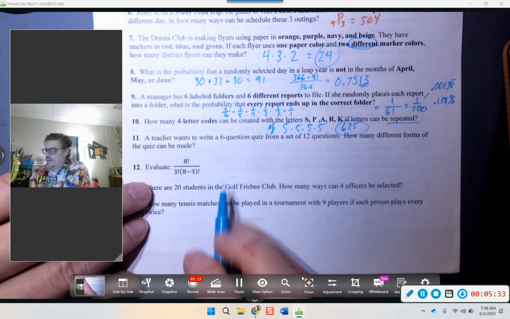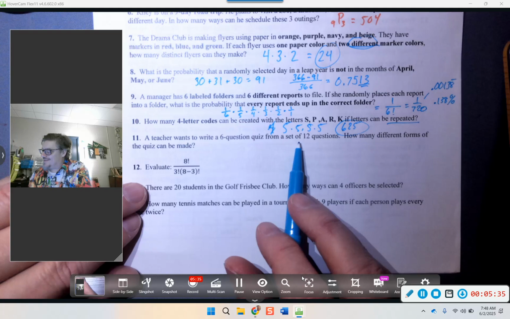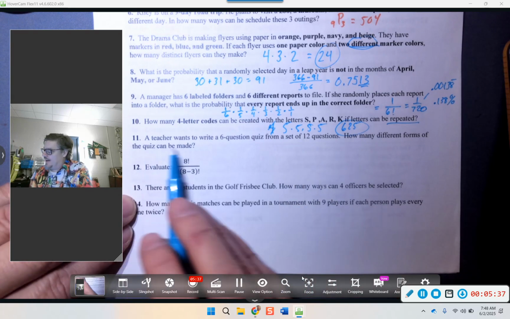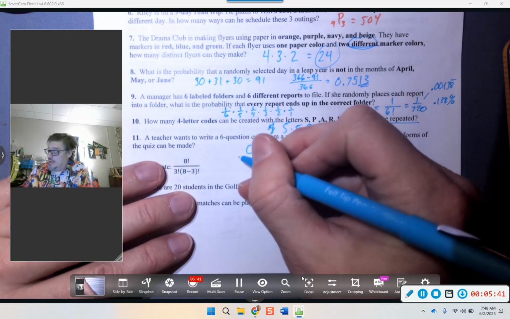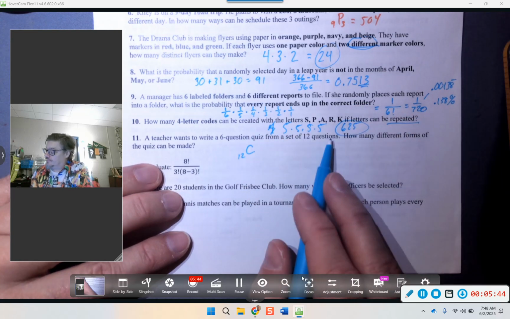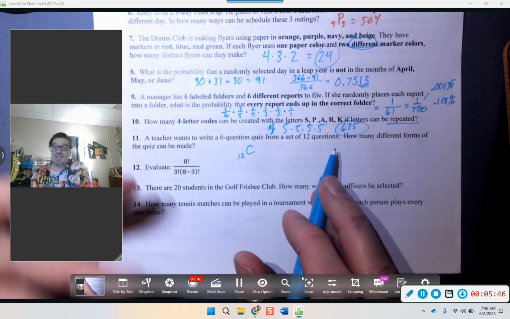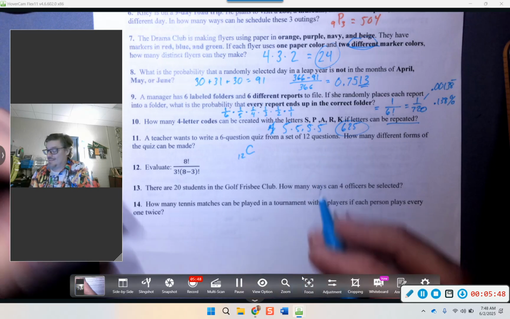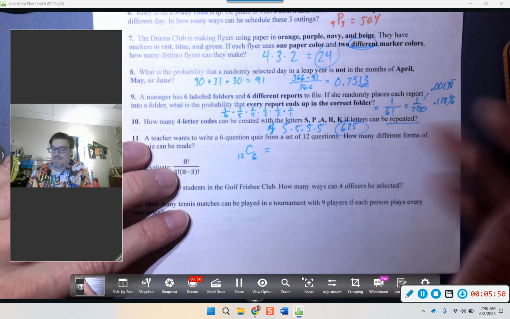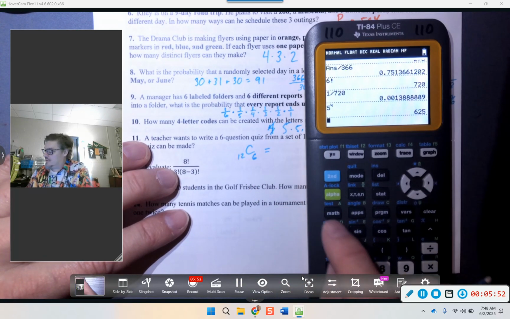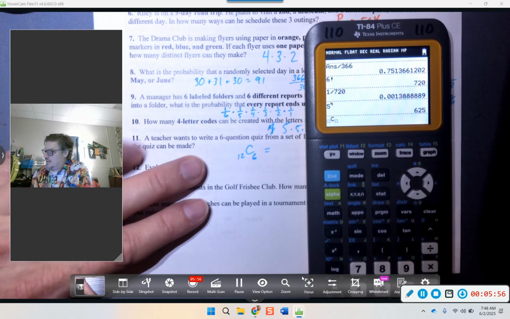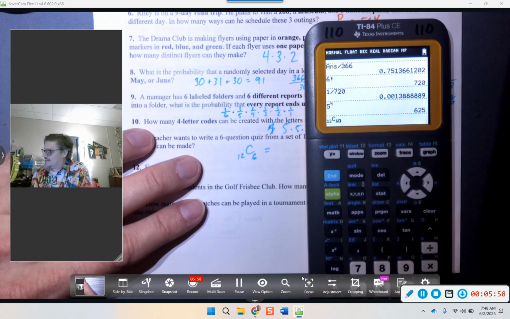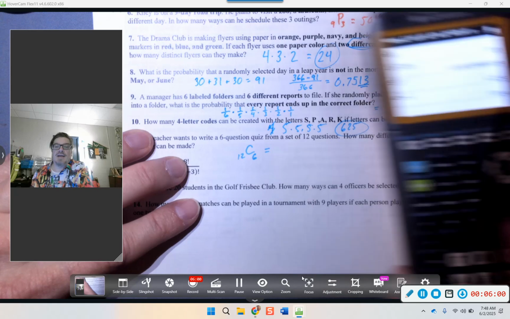A teacher wants to write a 6-question quiz from a set of 12 questions. How many different forms of the quiz can be made? It doesn't matter what order. So she's got a set of 12. She's only going to take 6, and it doesn't matter what order. So it's going to be a combination. So let's go math, probability, combination. We got 12, and we only want 6 of those. So it's going to be 924.